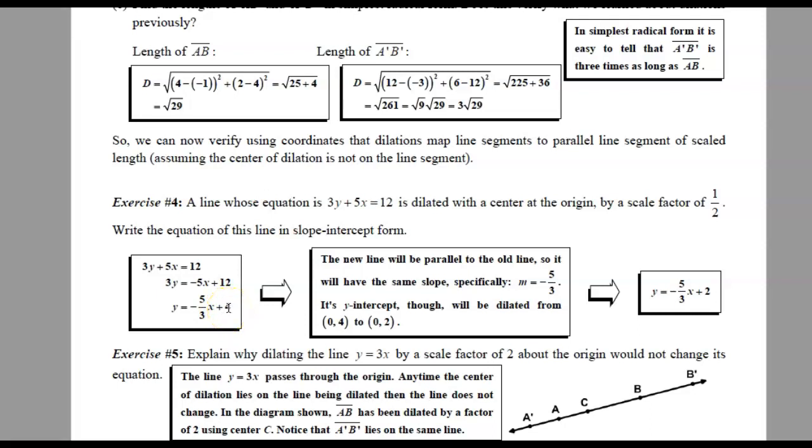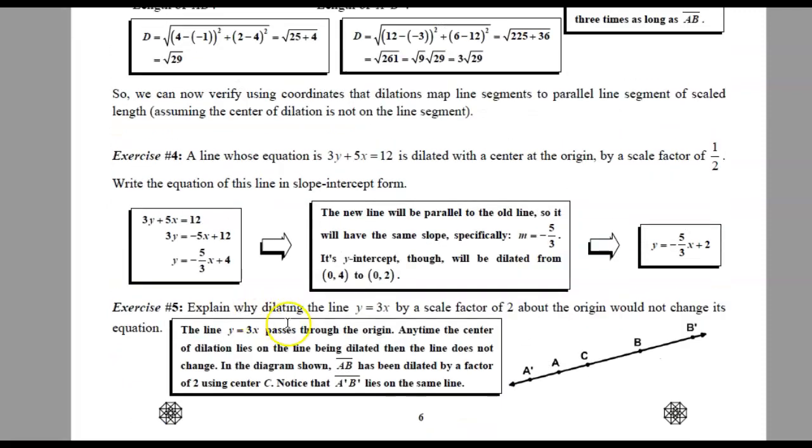So if we're applying a scale factor of 1/2, that y-intercept is one of the points on the line. So that point should be half as far from the origin as it originally was. So if the original y-intercept is 4, the new y-intercept will be 2. And we'll go over in class how to do this with point-slope form too, but slope-intercept form would say maintain the slope and apply the scale factor to the y-intercept. And that's how you'd get a new line that's parallel and half the distance from the origin.